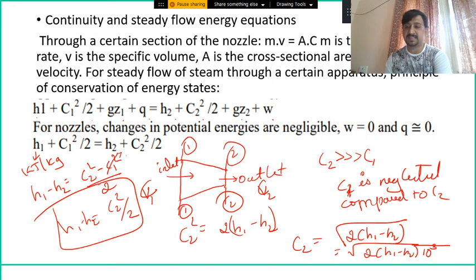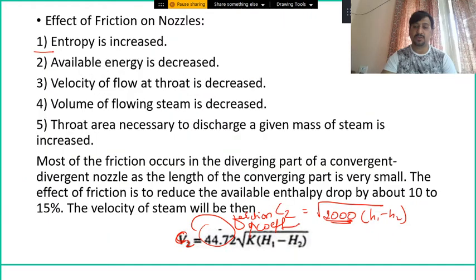If we consider that further, C2 is equal to root of 2000 (H1 minus H2). So what is root of 2000 here? 44.72. So C2 is equal to 44.72 root of K (H1 minus H2), where K is the friction coefficient. So that becomes 44.72 root of K (H1 minus H2).